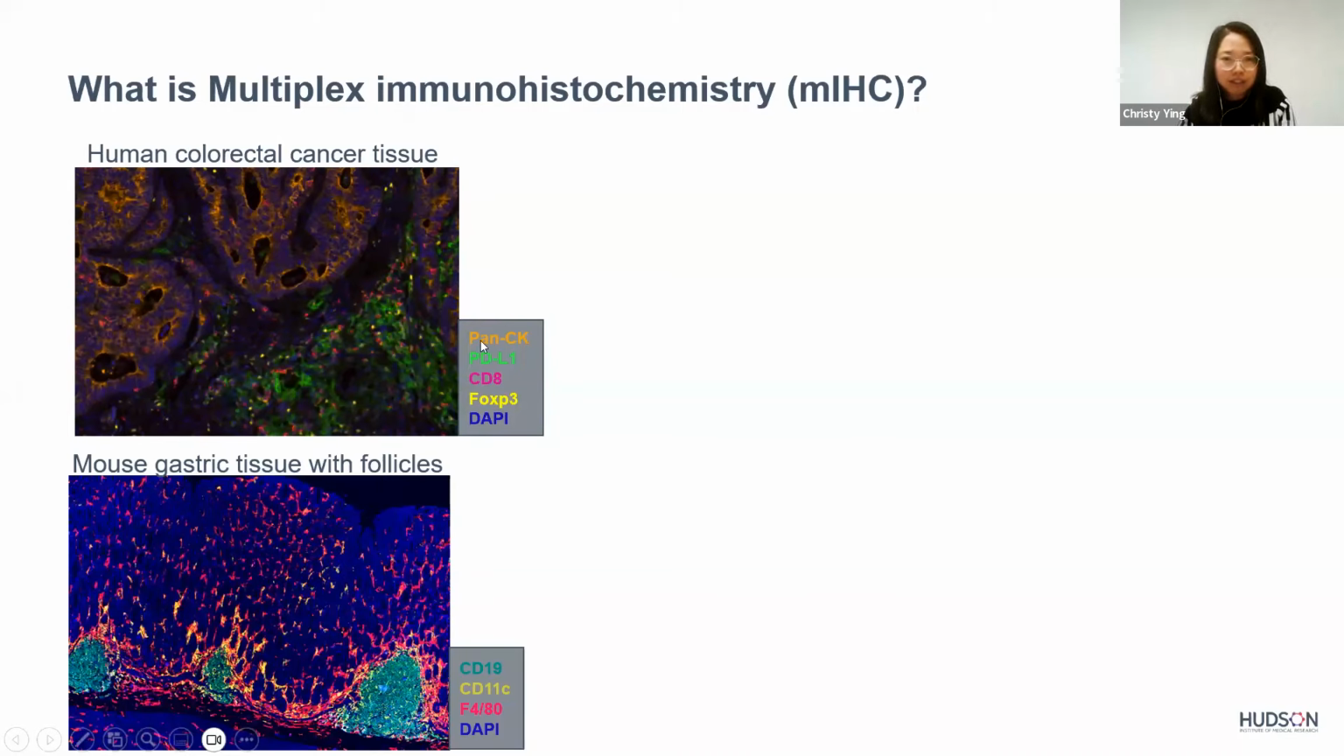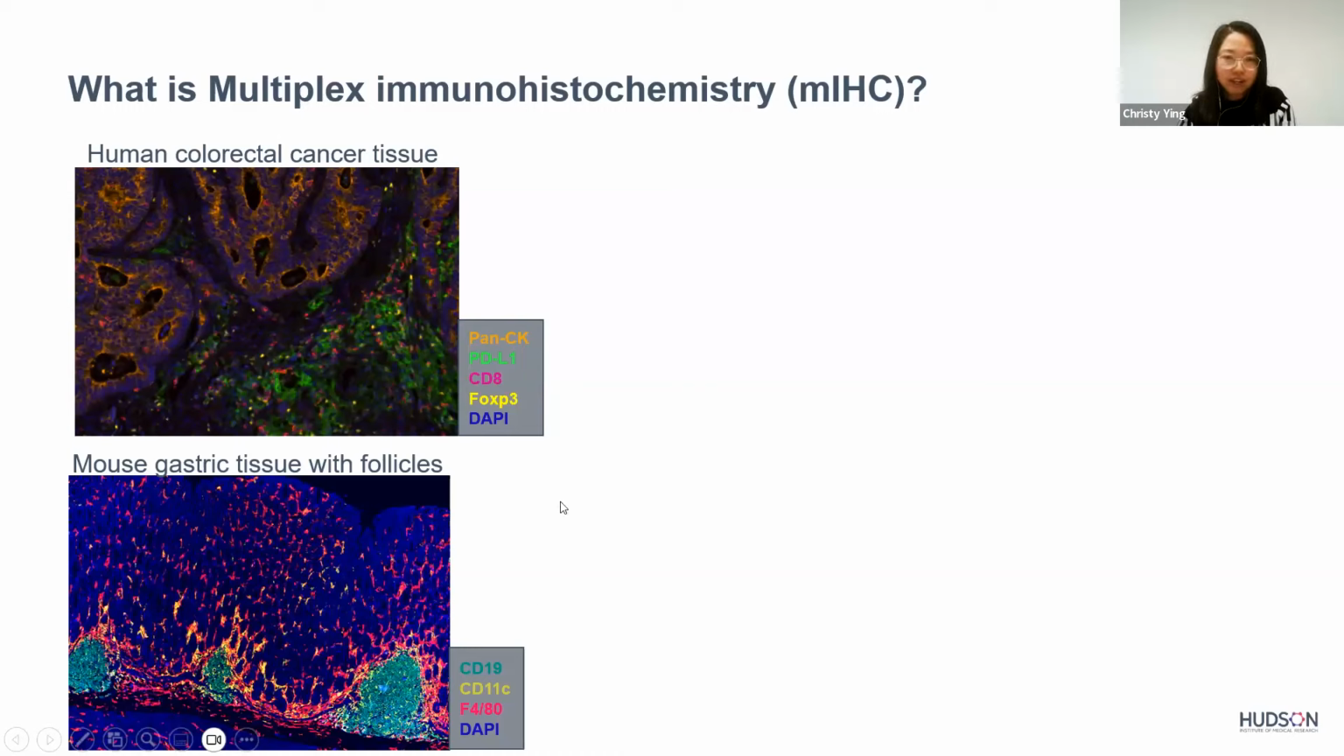I have applied this in human tissues as well as in mouse tissues. We could see several follicles of B cells, which are CD19 positive, shown in green. And in the mouse gastric tissues, there is infiltration by dendritic cells and macrophages, which are positive for CD11c and F4/80. So with this background, I use this technology.